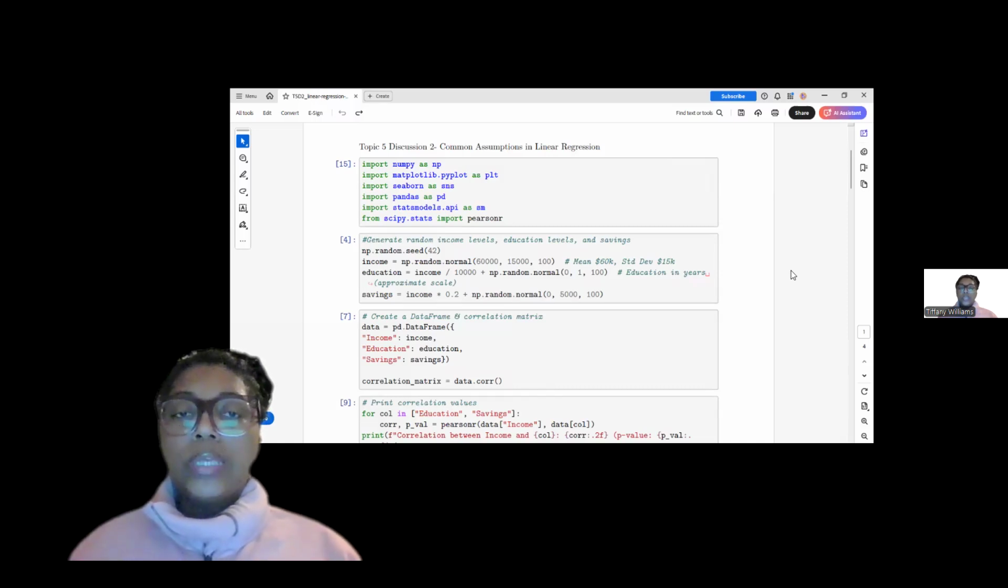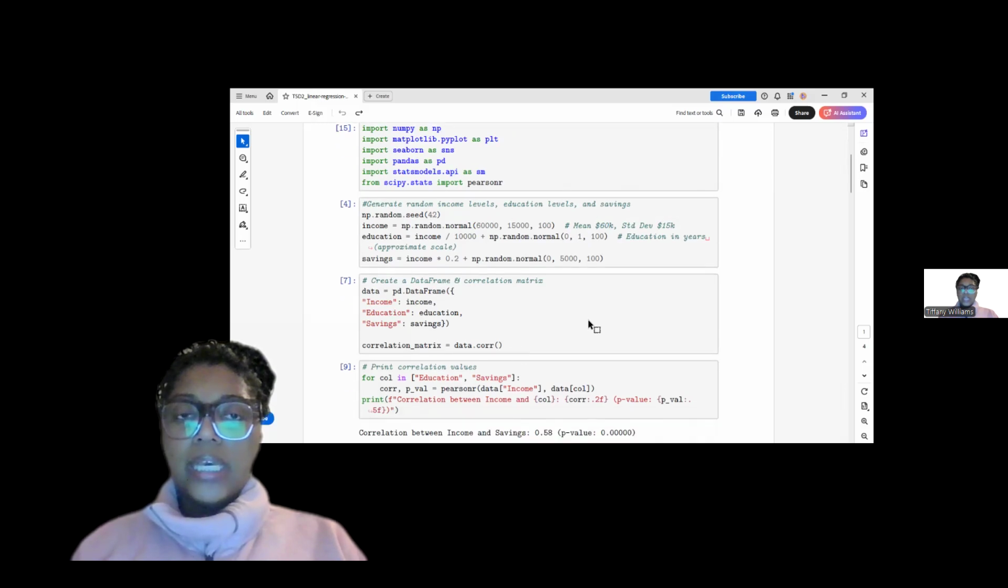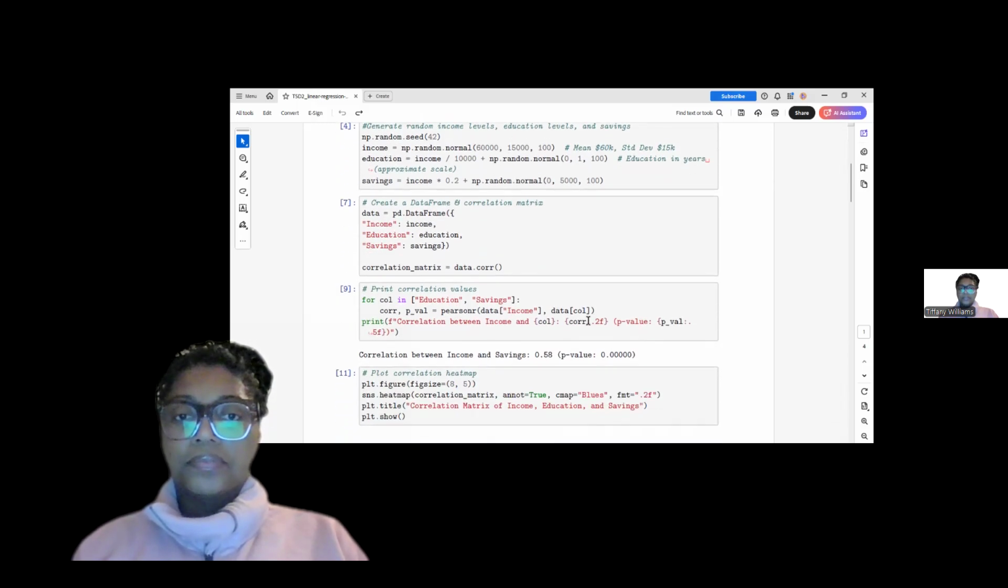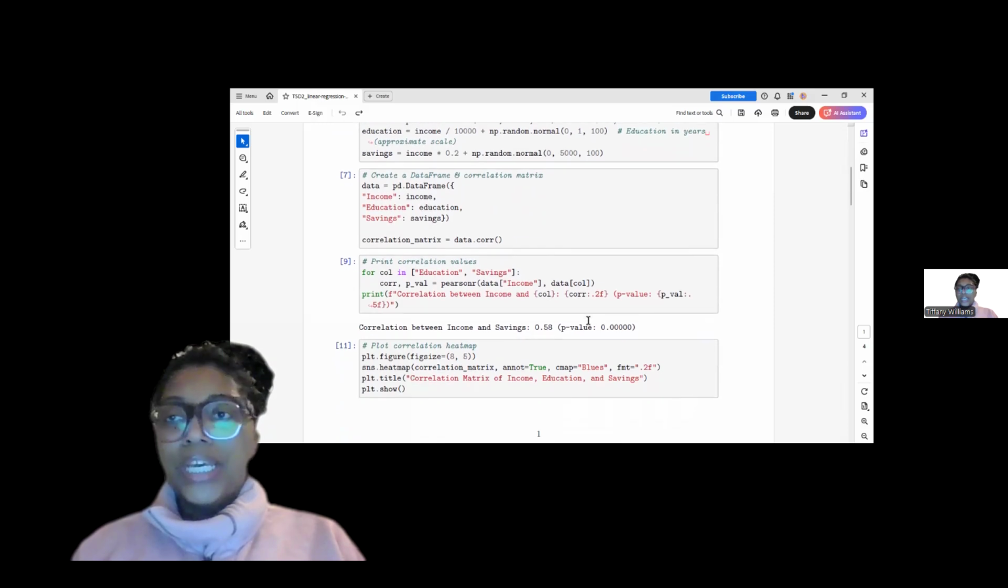So we can use the ordinary least squares to determine whether there is autocorrelation and multicollinearity. We're going to continue to look at the model I used previously for correlation and causation. We're looking at income, education, and savings levels. As we generated this random data set, we looked at the correlation. We don't have to do this step.